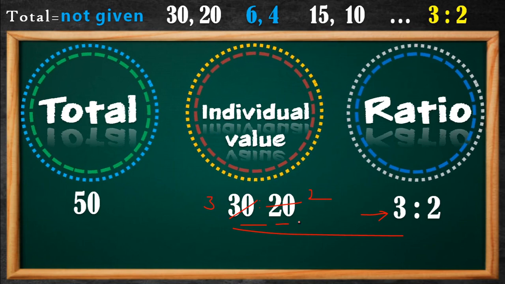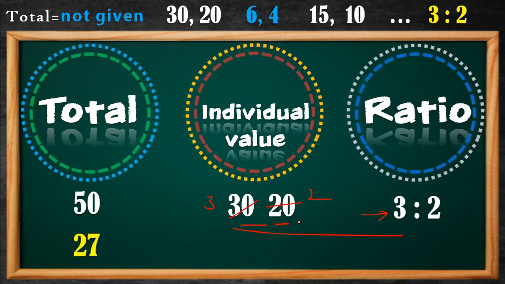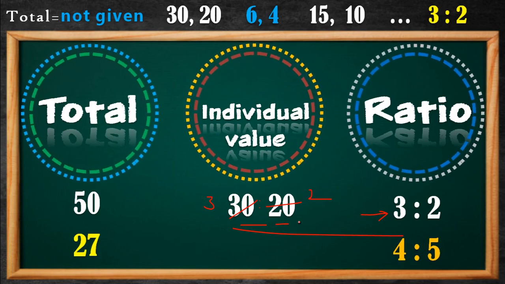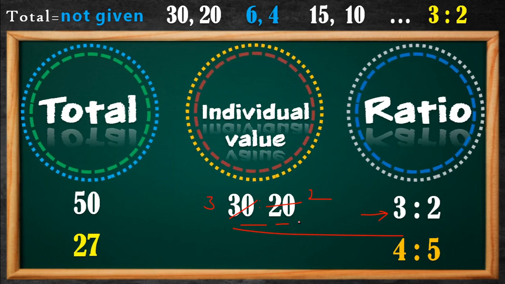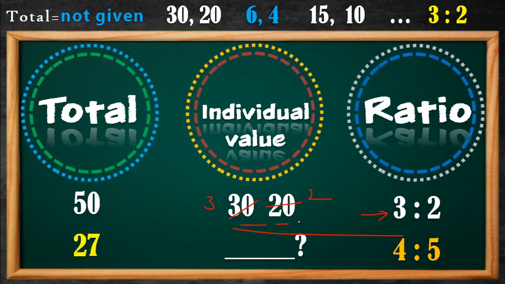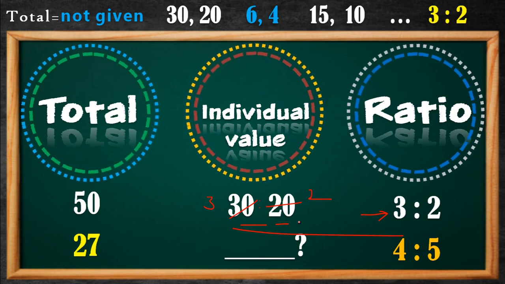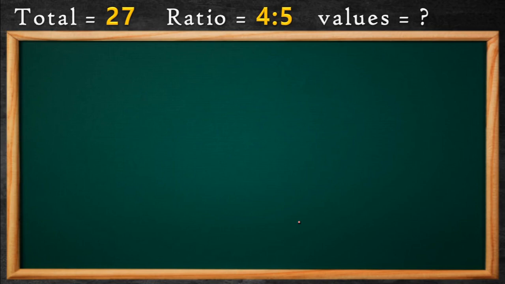So I'm taking another case: 27 as a total, and 4:5 as the ratio. Now if I'm asked to find the numbers, this time I have the total, so it's very simple to find the individual values. So let's start. Total is equal to 27, ratio is 4:5. Now the values mean the numbers. I'm using two methods.